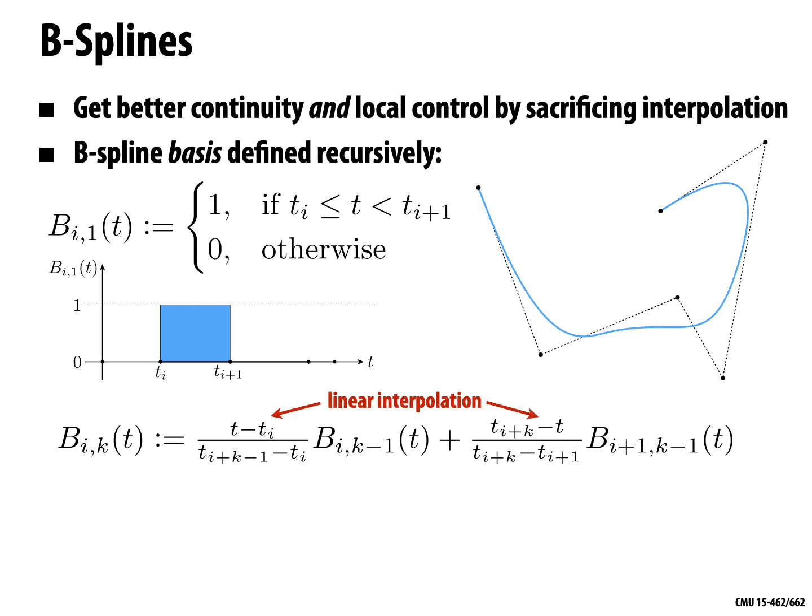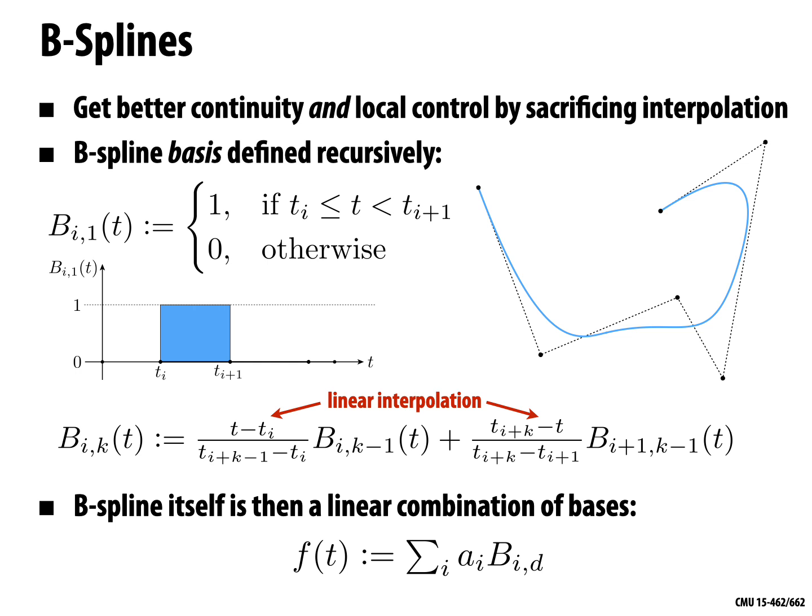Okay, what are we doing here? We're just doing linear interpolation. We're linearly interpolating between two of the lower order B-spline bases. And then the B-spline itself is a linear combination of these bases, where d is the degree of the basis. Right, so bi1 are these piecewise constants, bi2 are going to be piecewise linears, and so forth.